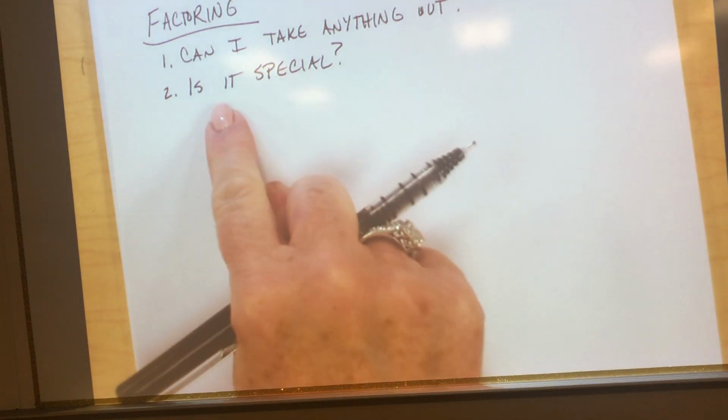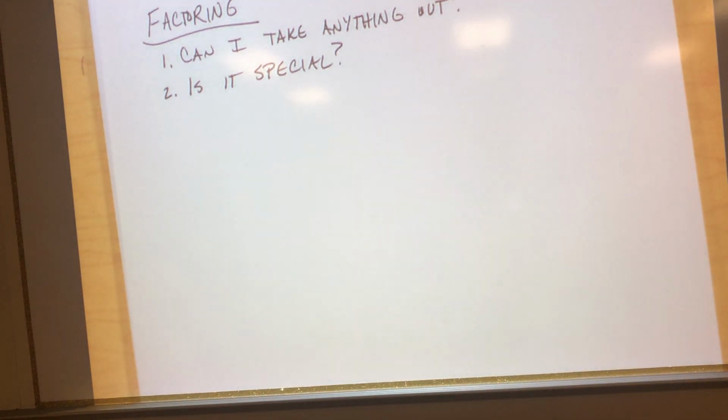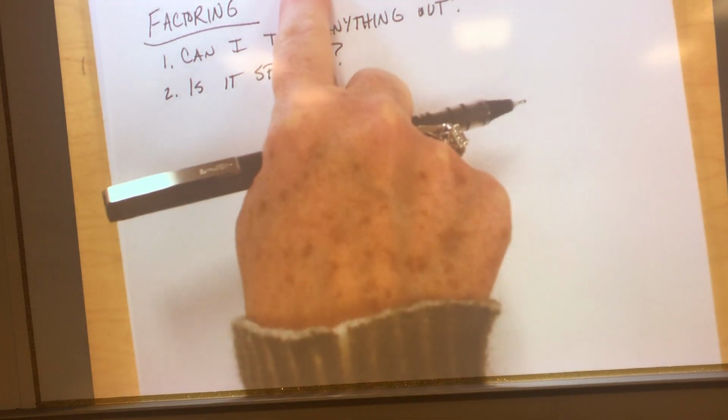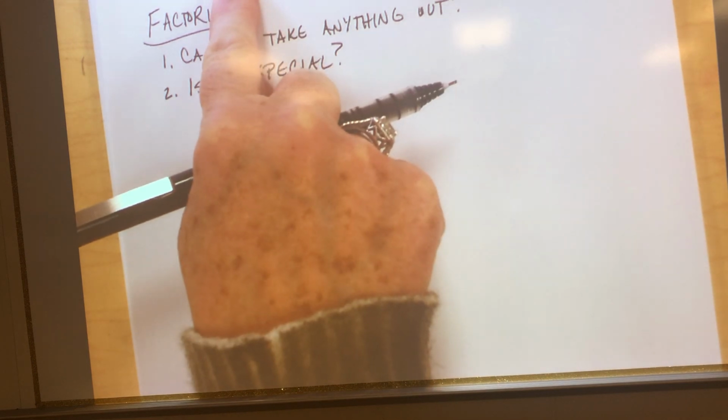Okay? If it is special, we can factor it really fast. We don't really have to do a lot of thinking and guessing and checking. If it's special, we can just write the factors down. So these are the first two things we're going to start off with. Now, we're going to leave this one off for a second, and we're just going to learn how to factor this with a 1.